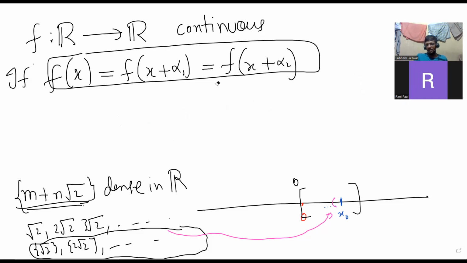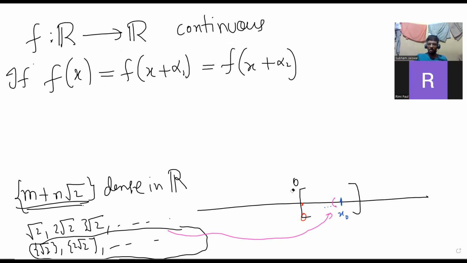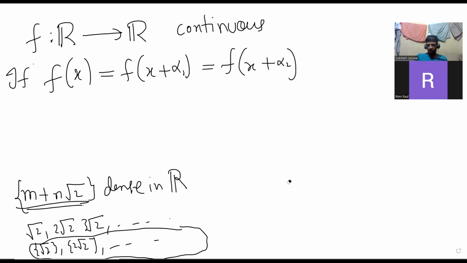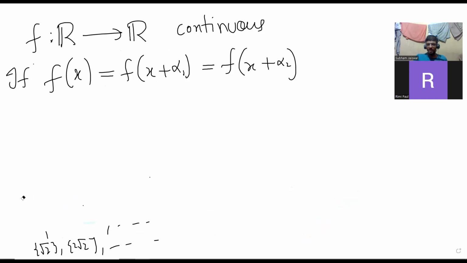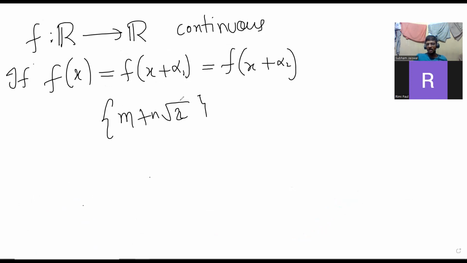And there are many interesting dense subsets. That's the good thing about R, that R is uncountable, but there are many interesting countable dense sets. That's the beautiful thing about R: Q is countable and it is dense in R. So many countable sets are dense in R. Right.